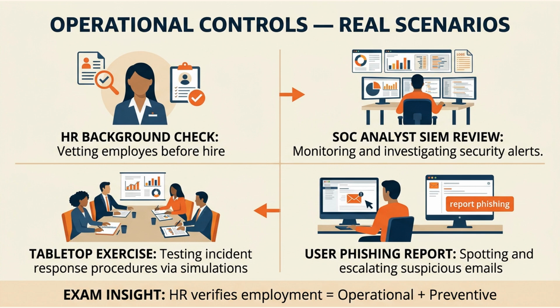Real examples. HR running a background check before hiring. Operational and preventative. The SOC analyst reviewing SIEM alerts every morning. Operational and detective. The team running a tabletop exercise to practice ransomware response. Operational and preventative. User reporting a phishing email via the report button. Operational and detective. Notice how operational overlaps? That's intentional. CompTIA loves asking, HR verifies employment history. What control? Answer, operational, preventative. The person is doing the work.